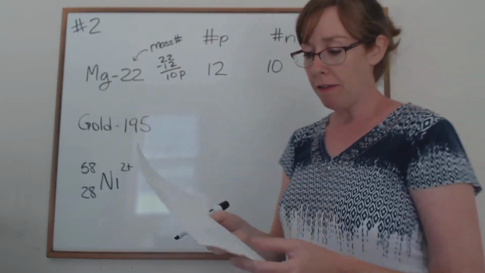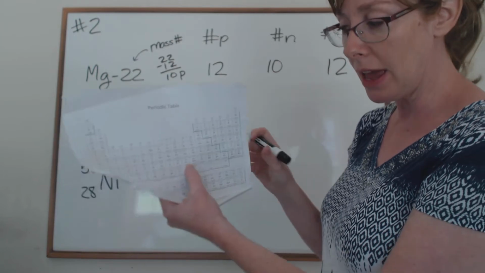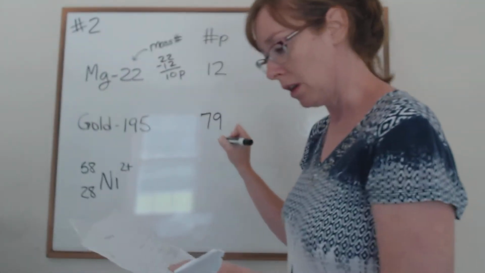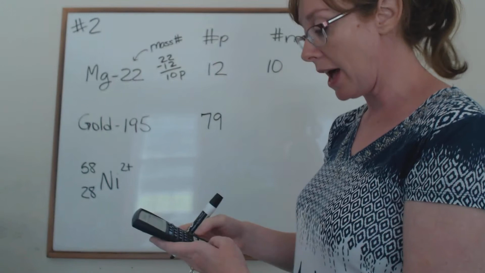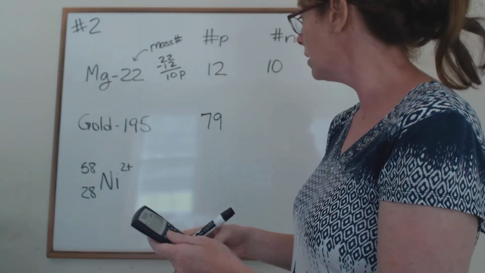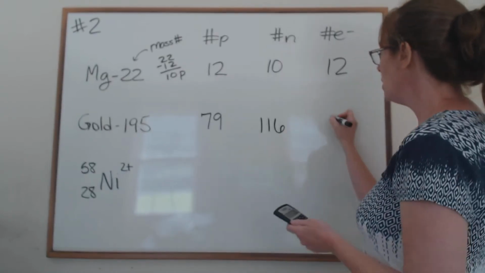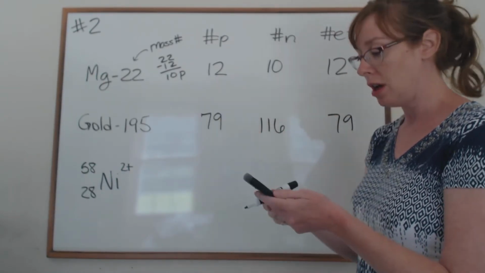Gold 195. Gold, you have to know that it's Au. You've got to know that really quick. Au is atomic number 79. So that means it has 79 protons. To figure out the neutrons, you're going to take the mass number and subtract the protons. And that is 116. And the protons will match the electrons unless you are charged, and this is not charged.